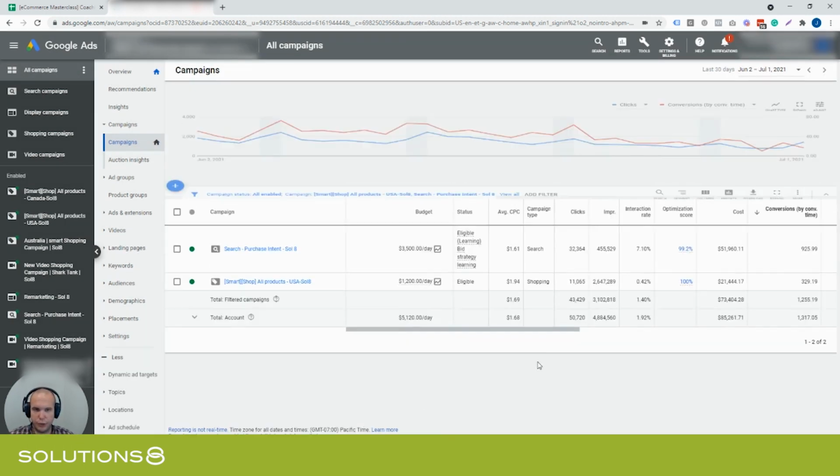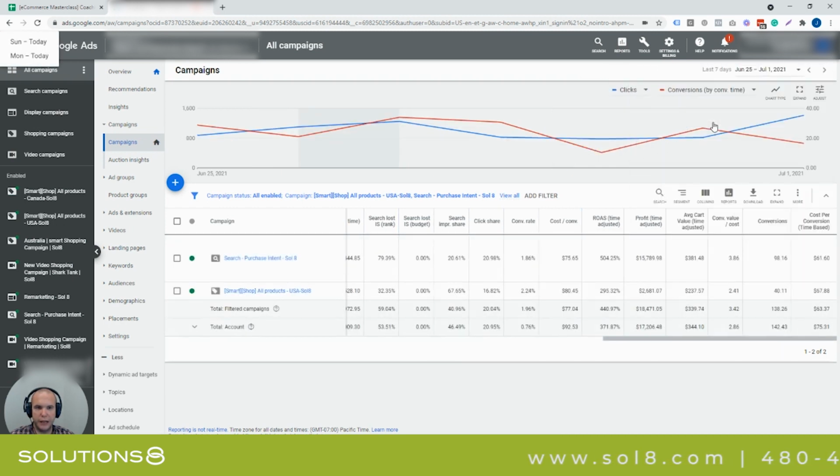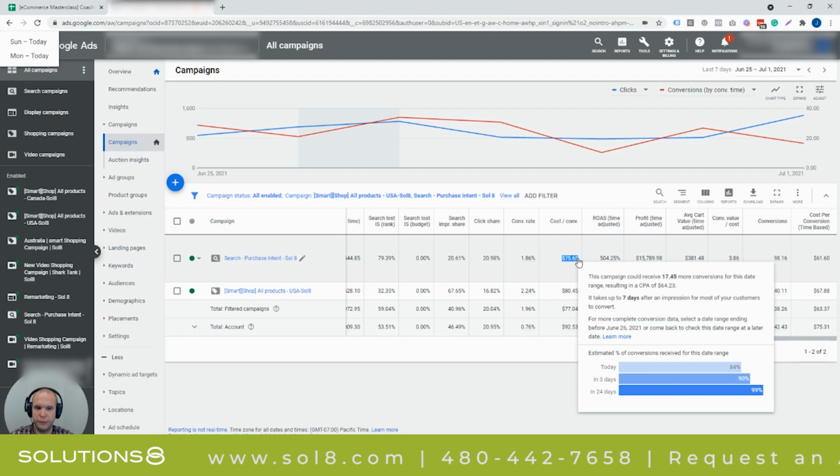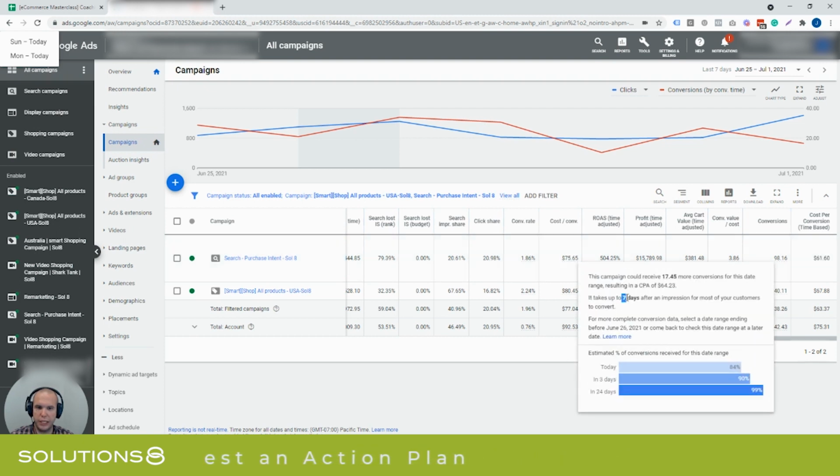So here's why these are important. When you look at these custom columns, you'll notice something really interesting. Let me share a really extreme example. My cost per conversion the last 7 days was $75. Well, not really. It was actually $61, because this is my cost per conversion time-based. The reason why this shows $75 here is because when you hover over it, you're going to see it actually takes up to 7 days for most of your customers to convert.